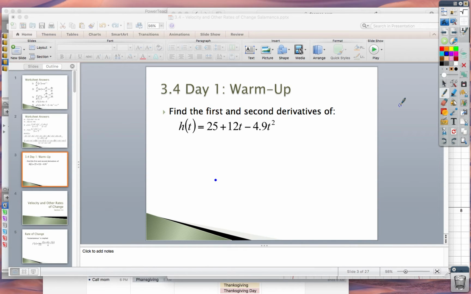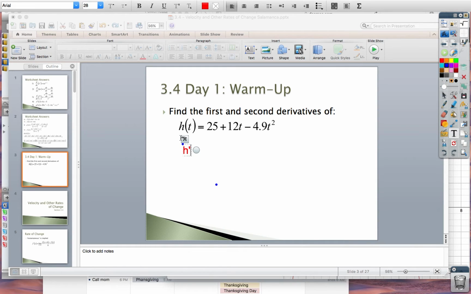Hello students, in today's Calc class we are going to be working on velocity and other rates of change. So let's get started. First, let me have you try this warm-up problem. This would be a perfect time for you to pause your screen and try this on your own. Hopefully you've paused your screen and you're just coming back to check your answers now.